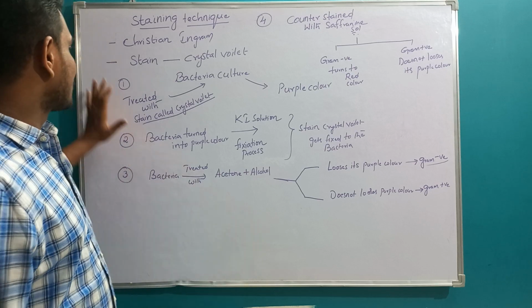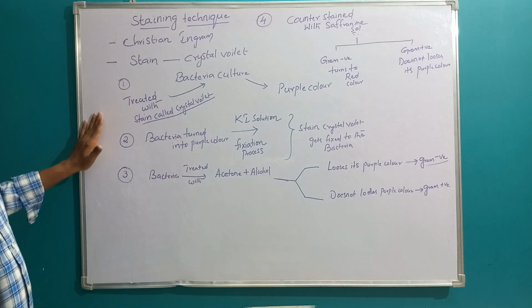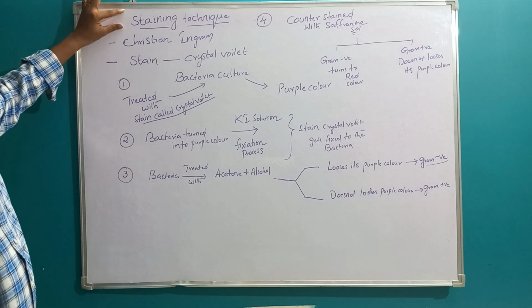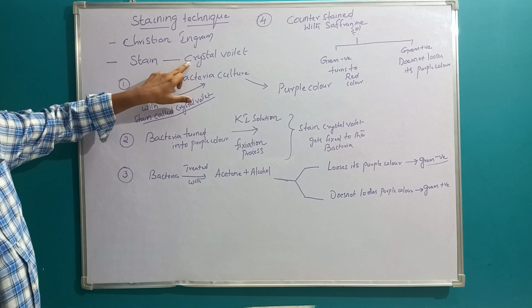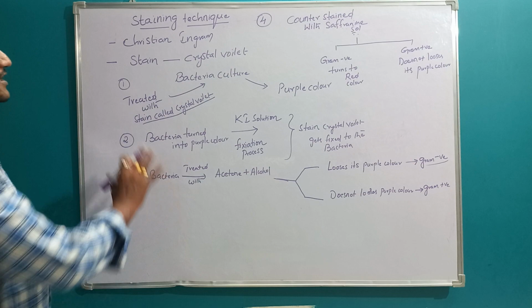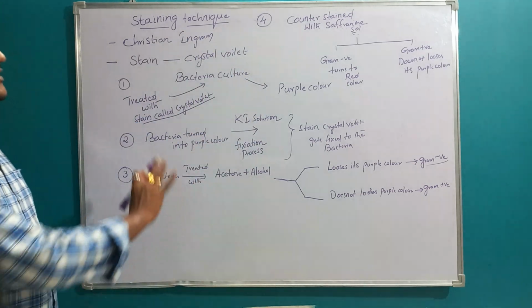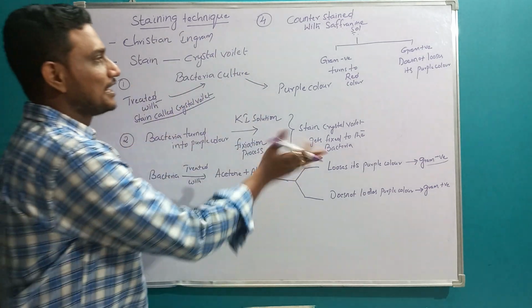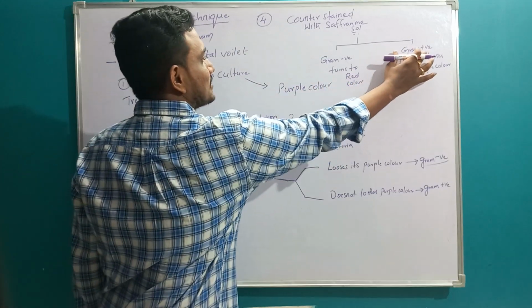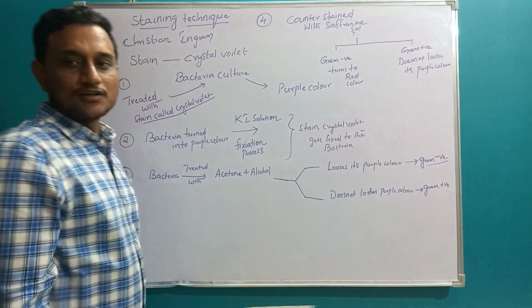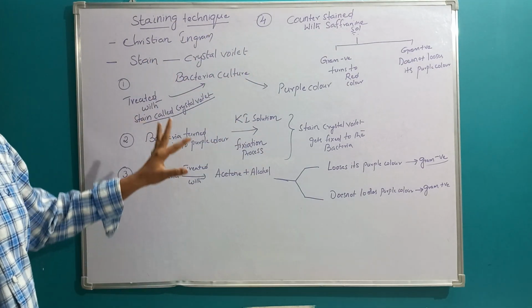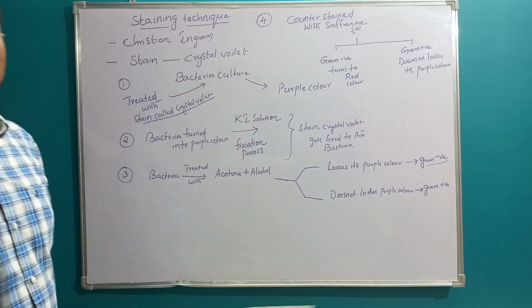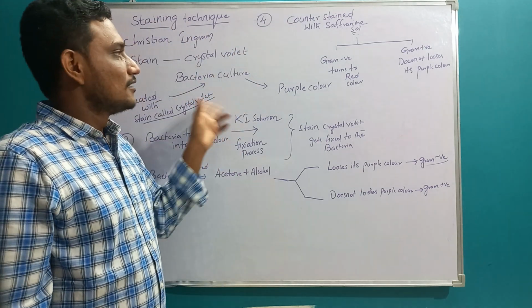So these are the 4 easy steps of the staining technique of bacteria, which was discovered by Christian Gram using the stain crystal violet. So this is about the staining technique. By doing the staining technique, we identified two types of bacteria, gram positive and gram negative bacteria. Let us see the major differences between gram positive and gram negative bacteria.